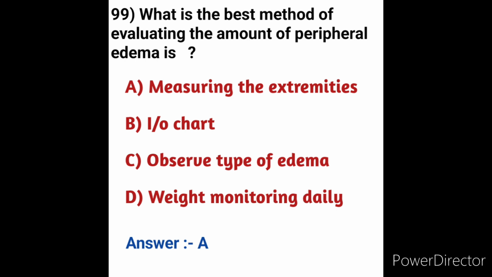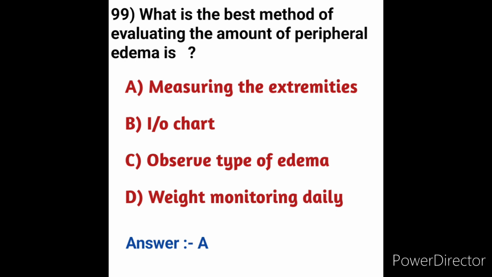The first indicator of peripheral edema is measuring the extremities. Measure the extremities with a tape and the area should be marked with a pen, providing the most objective assessment. The best method to evaluate peripheral edema is measuring the extremities. Option A is the correct answer here.